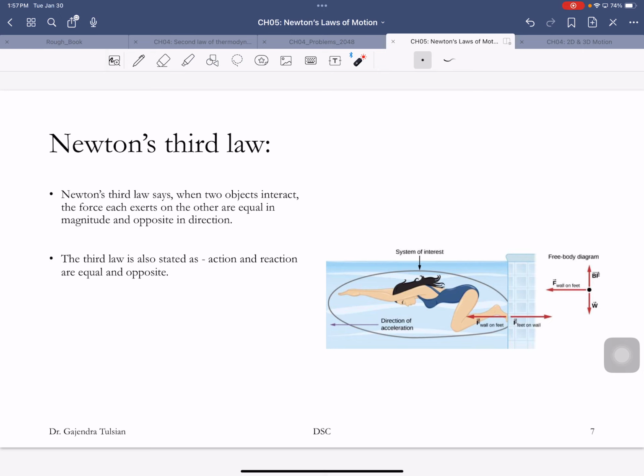So, for instance, here's an interesting thought. This is the Earth. That's me. Let's say the Earth is pulling me down with a force of 160 pounds. What am I doing? I'm pulling Earth with a force of 160 pounds. All right, so Newton's third law is for every action, there's an equal and opposite reaction.